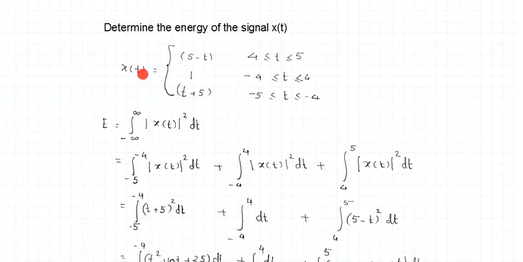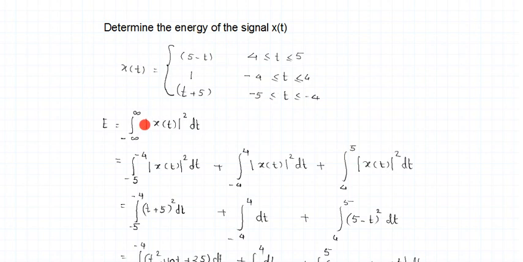How is x(t) defined? x(t) is defined over three different time periods, right? x(t) has a value 5 minus t for a time period between 4 to 5. x(t) has a value 1 for the time period between minus 4 to 4, and x(t) has a value t plus 5 in the range from minus 5 to minus 4. So x(t) takes different values for different time periods. This is the given information with which we need to find the energy of the signal.